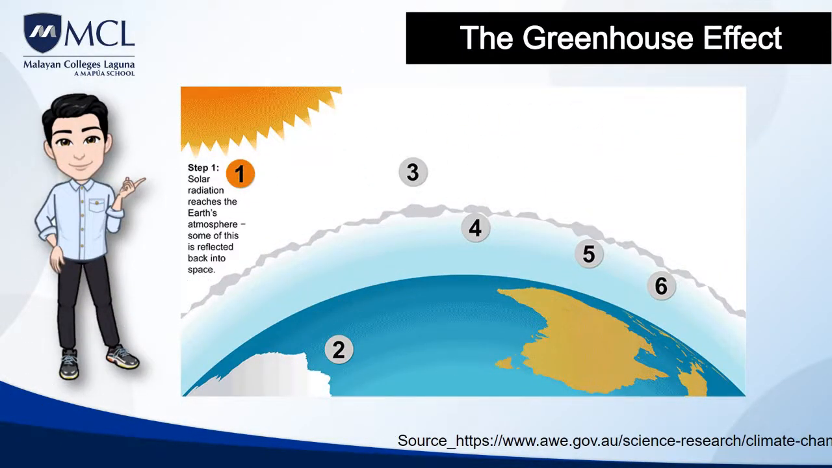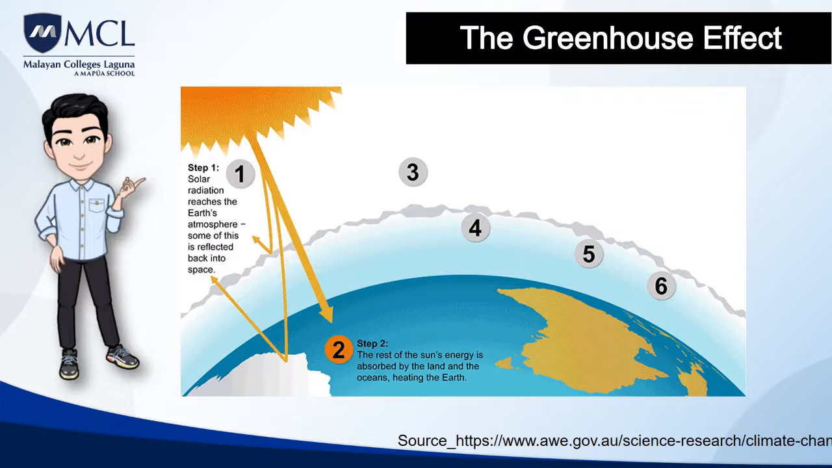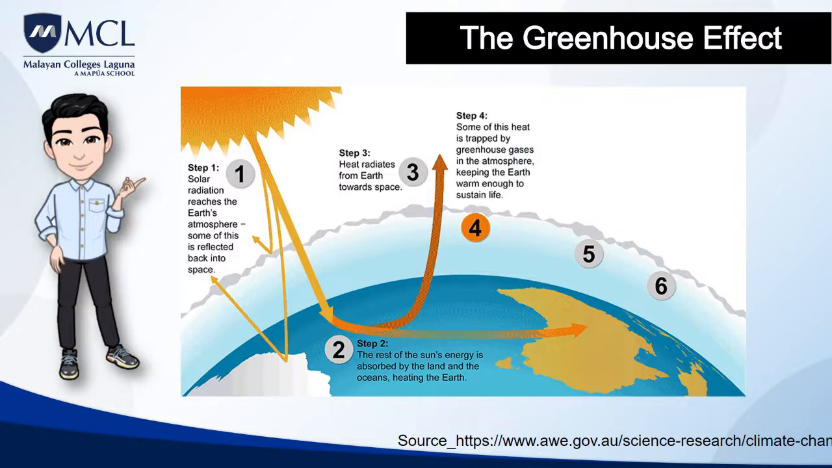For the first step, solar radiation reaches the Earth's atmosphere and some of this is reflected back into space. After that, the rest of the sun's energy is absorbed by the land and the oceans hitting the Earth. Now, heat radiates from Earth toward space. And then, some of this heat is trapped by greenhouse gases in the atmosphere, keeping the Earth warm enough to sustain life.